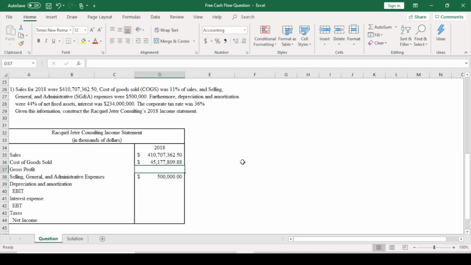But we must calculate gross profit first, right? Gross profit would be sales minus cost of goods sold. We go so far?